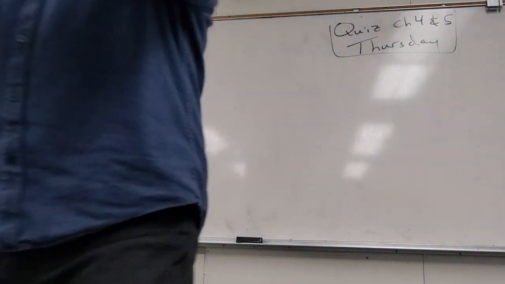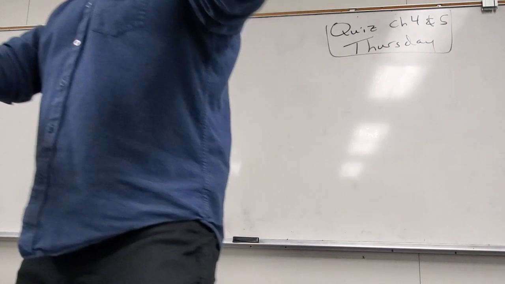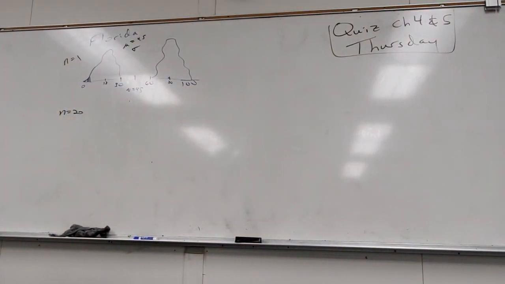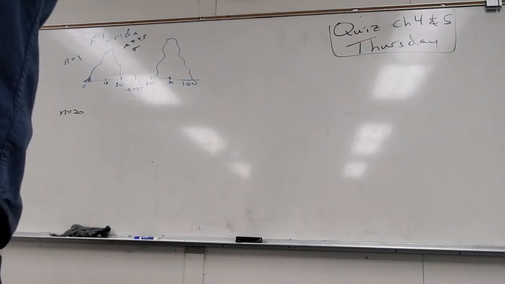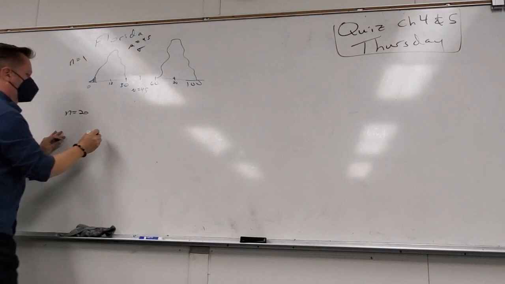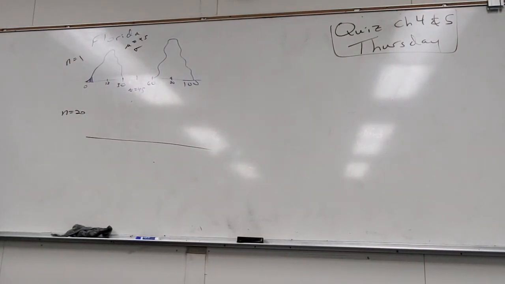So if I take every possible group of 20 people, do you understand what I'm saying? Going to Florida and asking each person would take a lot of time. But I take every possible group of 20, and I plot their average age. What would the picture look like now?